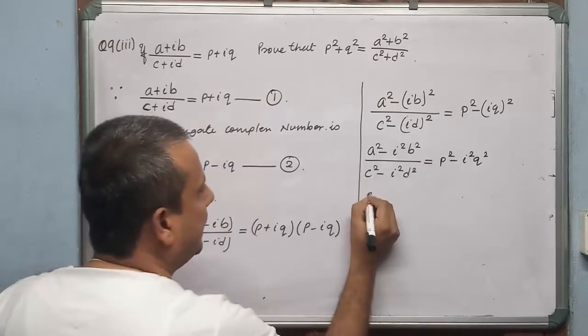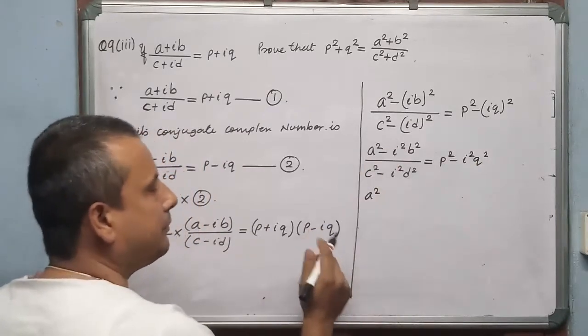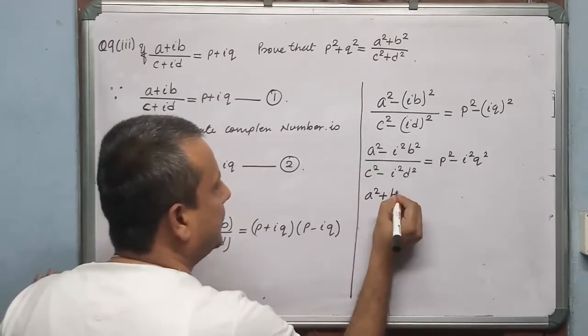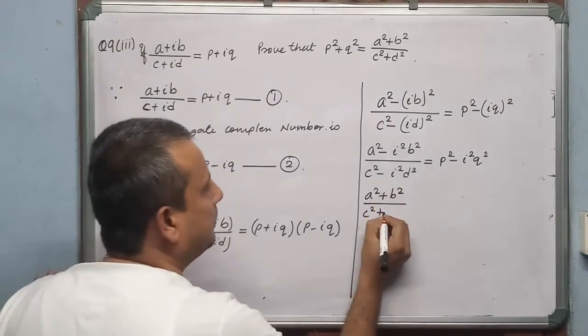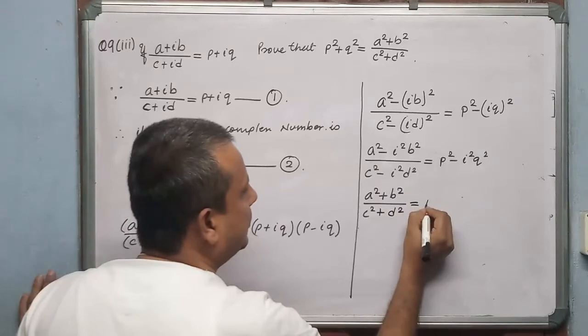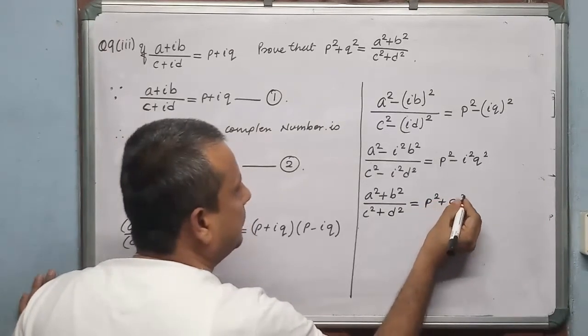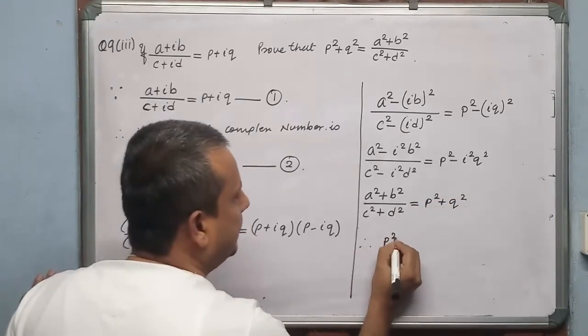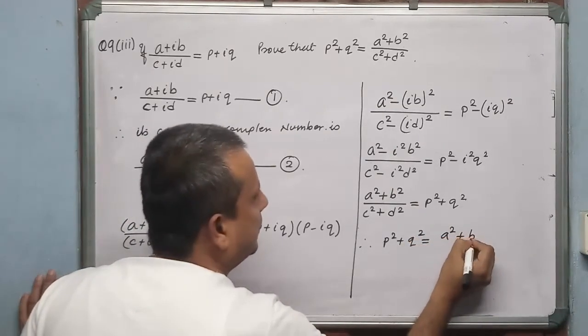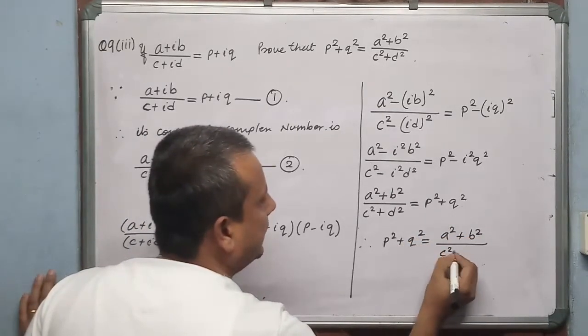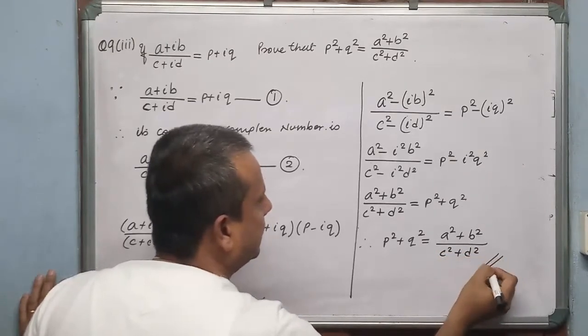Then I'll substitute the value of i square, which is minus 1. It will be a square plus b square. Then c square, i square is minus 1, it will be plus d square, equals p square plus q square. Therefore, this proves p square plus q square is equal to (a square plus b square) over (c square plus d square). Now this is proved.